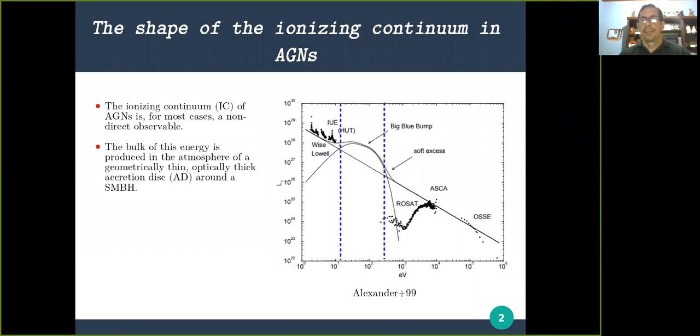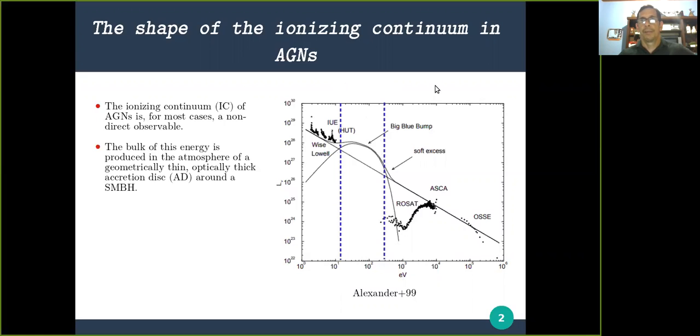The spectral energy distribution of active galactic nuclei, which extends from the radio up to gamma rays, cannot be directly observed from the Lyman limit up to a few hundred eV. This is because of the neutral hydrogen column density of our galaxy, as well as in the host galaxy of the AGN. The bulk of this energy is thought to be produced in the atmosphere of a geometrically thin, optically thick accretion disk around the supermassive black hole.